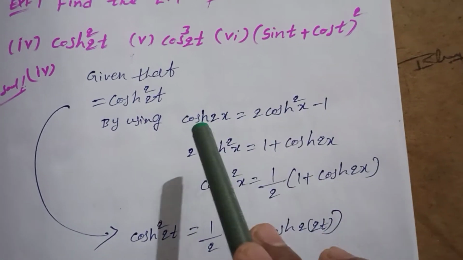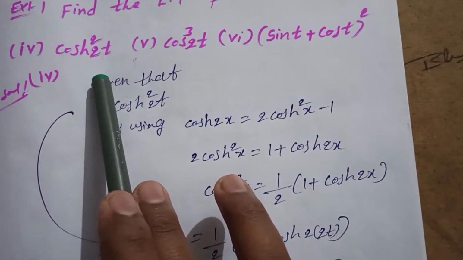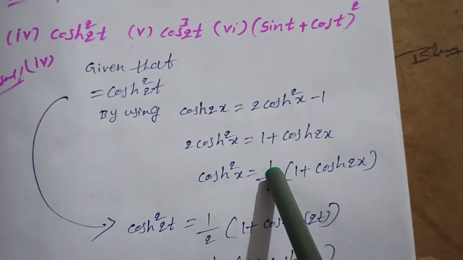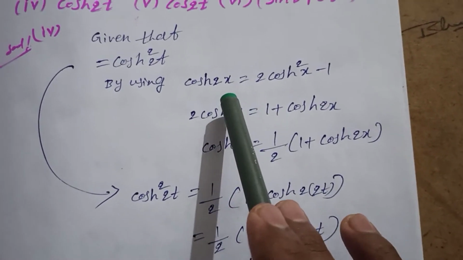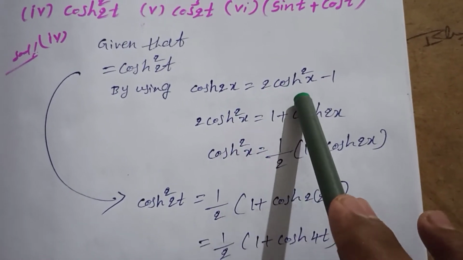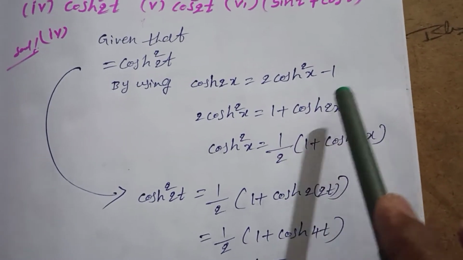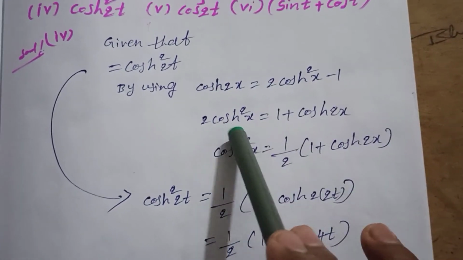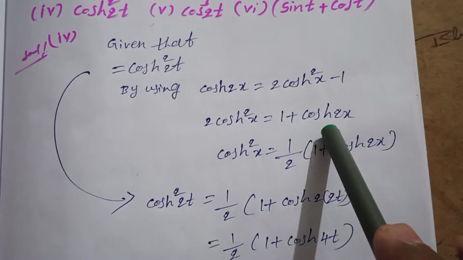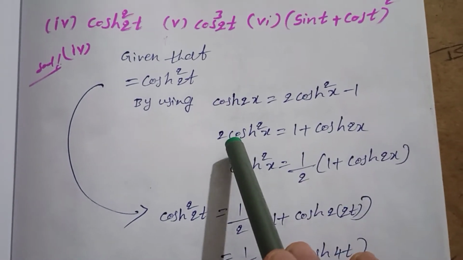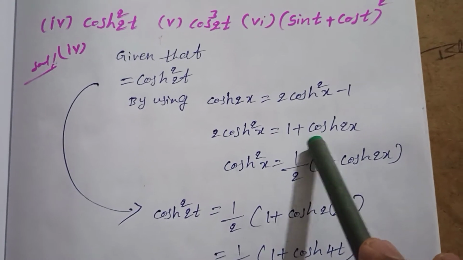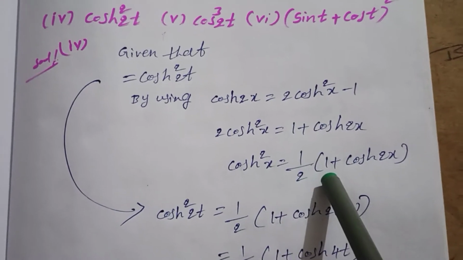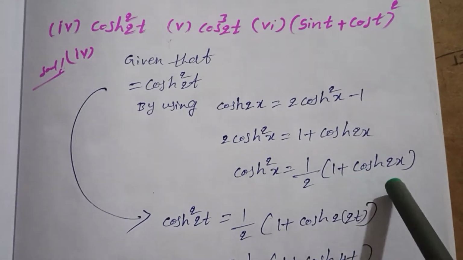So it can be written in exponential form also. Either we can solve this problem by using that exponential form, but anyway, I am choosing this method. Here cosh 2x can be written as 2 cosh square x minus 1. If you transfer minus 1 from this side to this side, it will become plus 1. So 2 cosh square x can be written as 1 plus cosh 2x. If you transfer 2 from this side to this side, it divides. So that means cosh square x is equal to 1 by 2 into 1 plus cosh 2x.